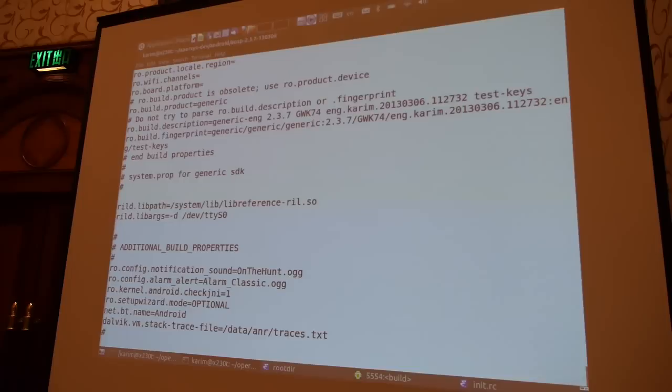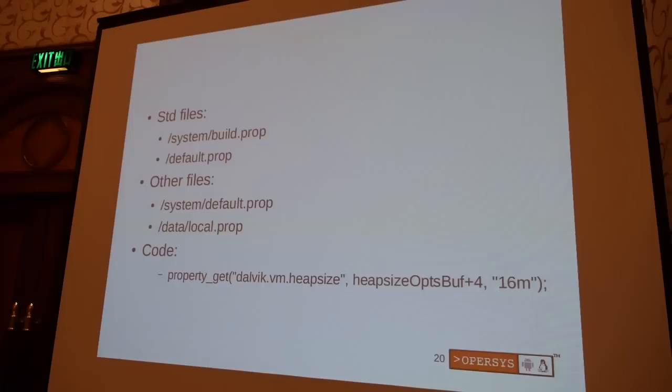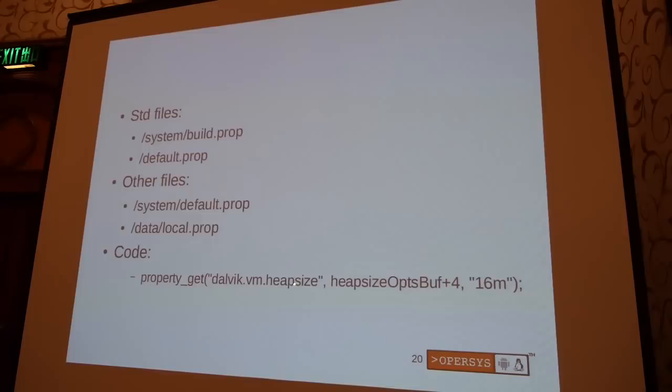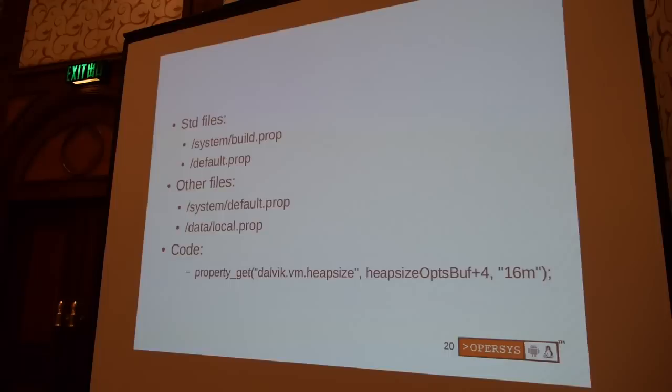And there are other files involved with this, and there's also code that can provide default values if it can't find the property. So for example, this code here says, if I can't find this Dalvik VM heap size, we'll take 16M as being the default. All right. The really complex thing here is that there's no central dictionary of all these variables and you can create them at whim, so this is hard to follow sometimes.